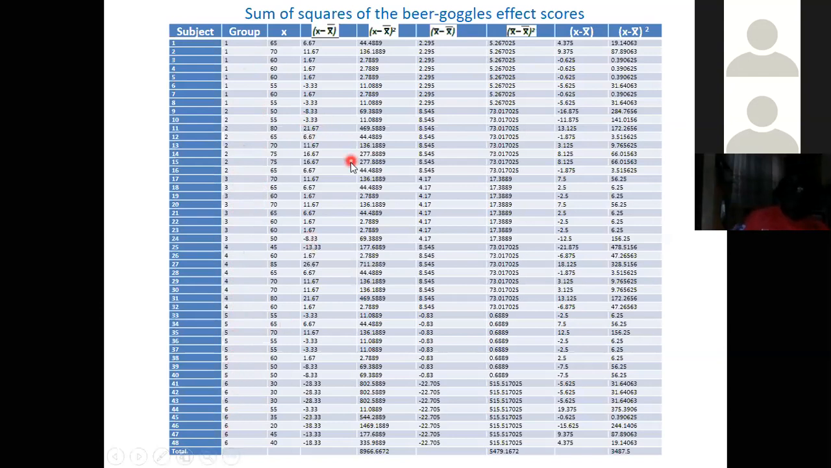If you remove the grand mean, the mean of everything, from each of the values, you get this, and now square it. This is the total sum of square. You have not even calculated the variance now. Just square the deviation and sum it. That is sum of square. The total sum of square is 8,966.6672. That is the total. That one will give you the picture of the total variation.